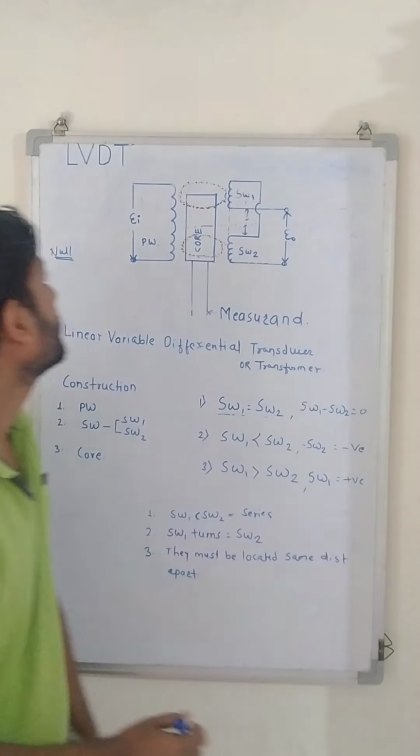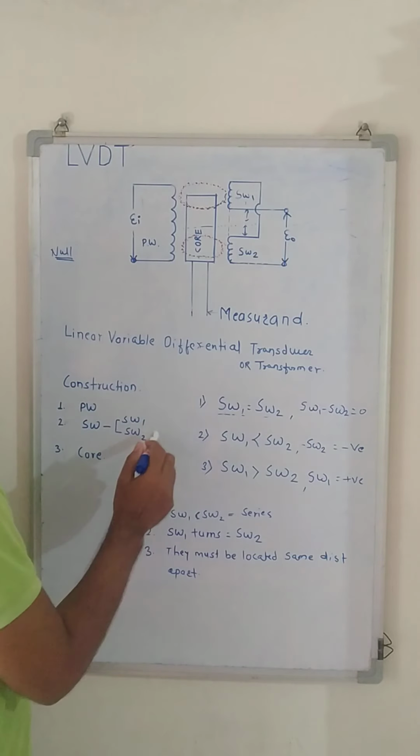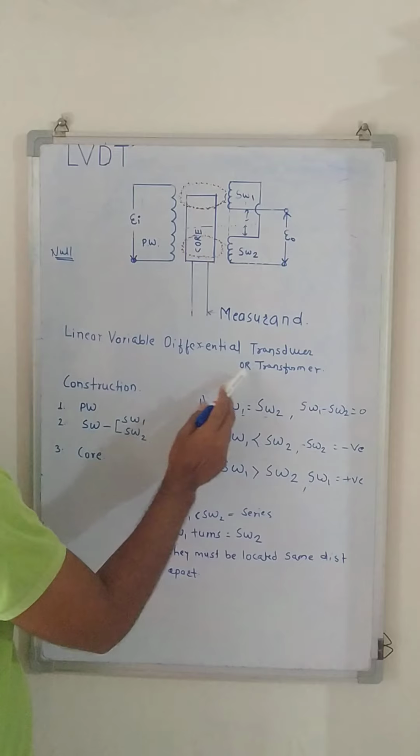Today I will be explaining LVDT. LVDT stands for Linear Variable Differential Transducer, or it is also called Linear Variable Differential Transformer.